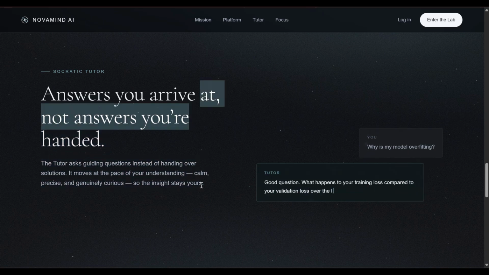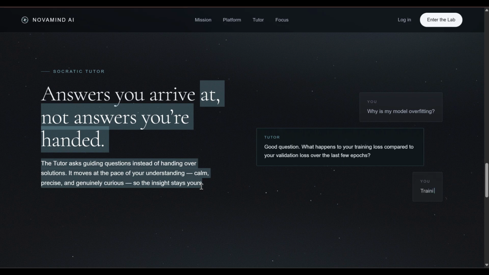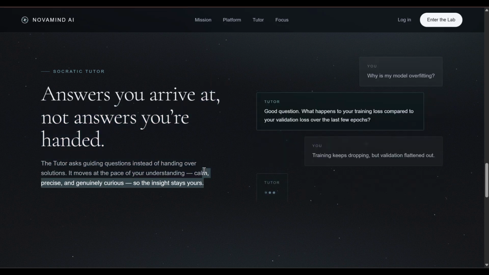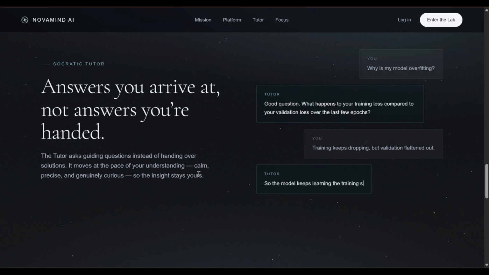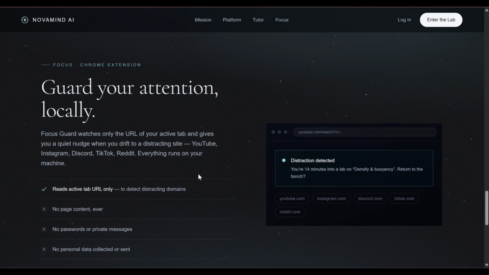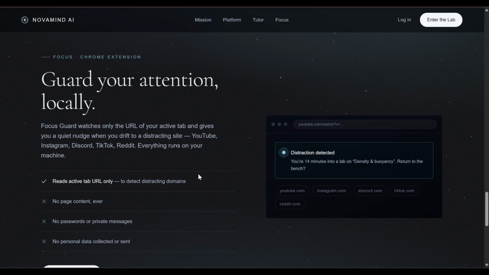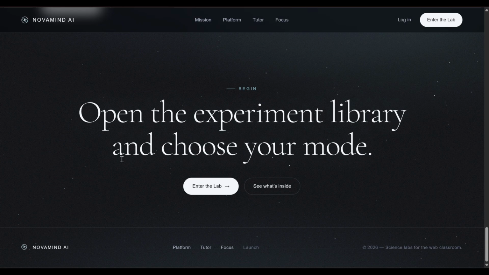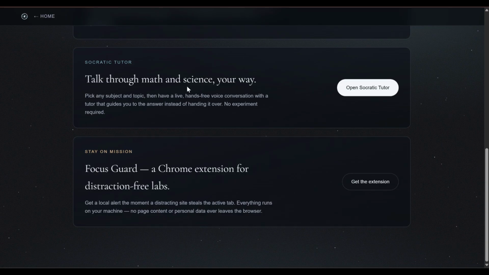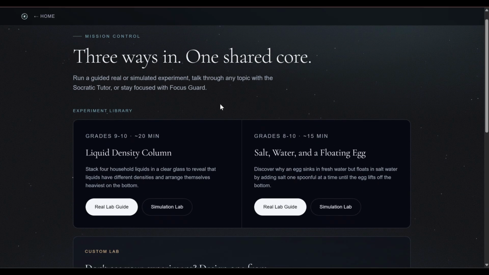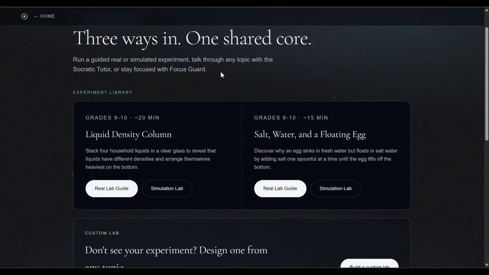Unlike a common AI tutor, it moves at the pace of your understanding, and it is very calm and genuinely curious. And finally, we have the Focus Guard Chrome extension. It watches the URL of your tab, and it sends you a quiet nudge when you drift to the distracting side. The default ones are YouTube, Instagram, or Discord. So that's it, and let's enter the lab. All right. So here are the three key features of Novamind AI.